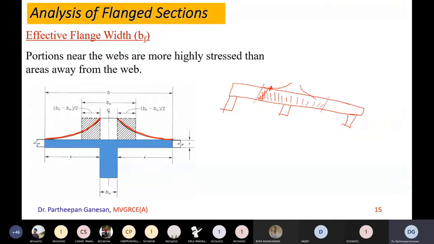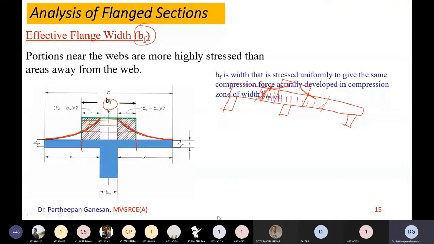But to analyze with a parabolic shape or any other shape will be difficult. So you make a uniform distribution, and that width of slab having uniform distribution of this stress is called BF, the effective width of flange. This rectangular distribution of stress is called BF.